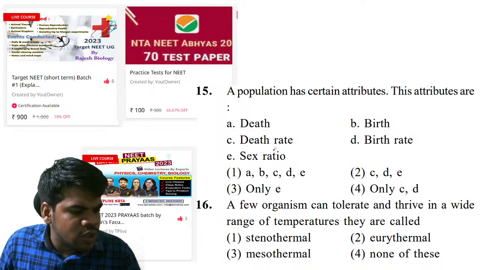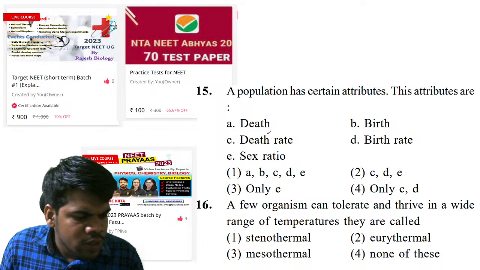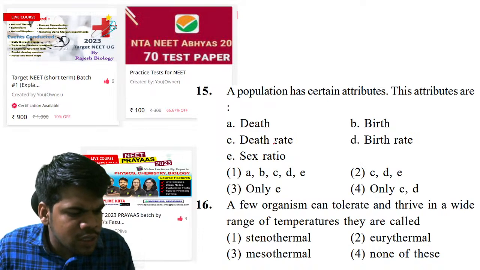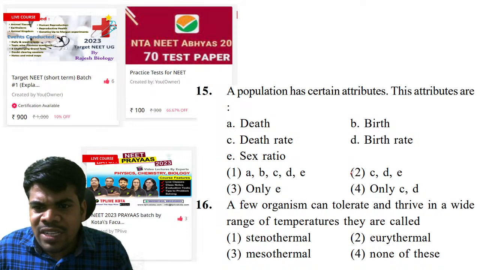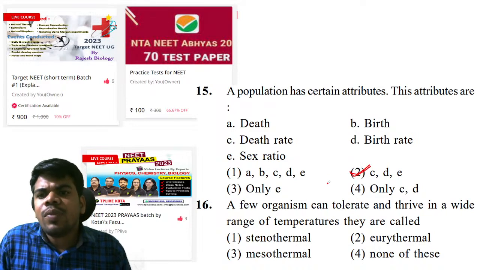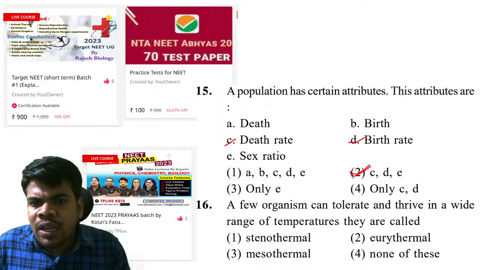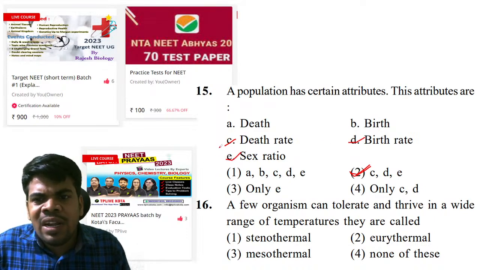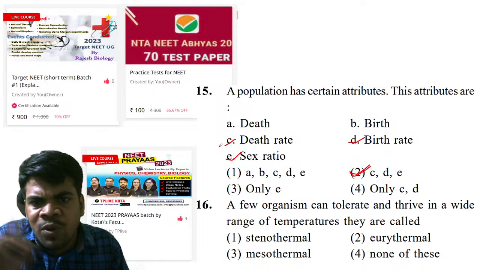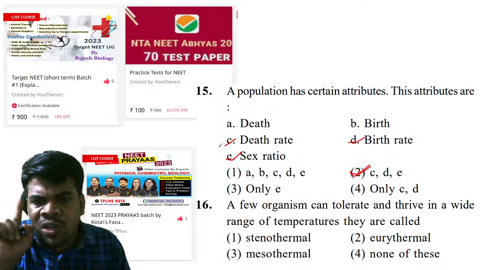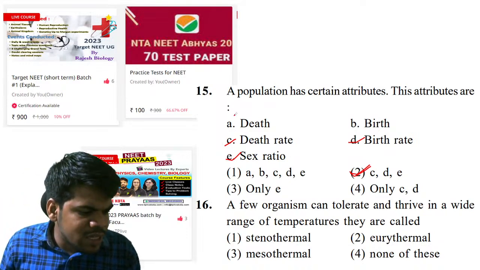Come to the 15th question. The right answer is yes, Chinnu, you are correct. This is 2. C, D, E. Attributes are death rate and birth rate and sex ratio. Death and birth is not an attribute of population. It is an attribute of an individual. Come to the 16th question.